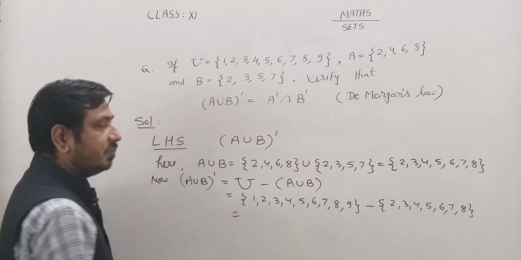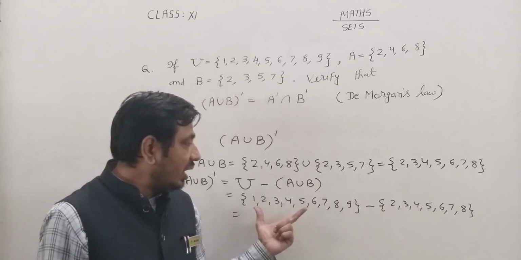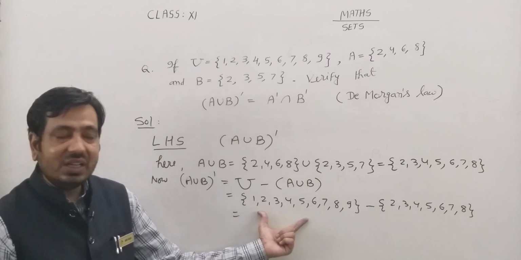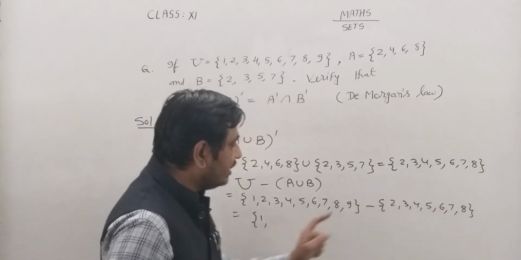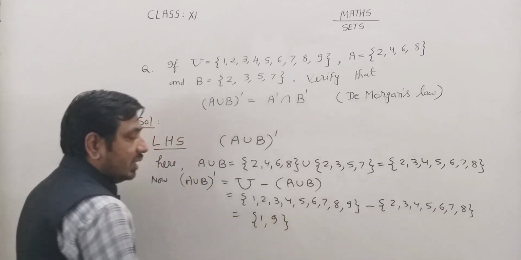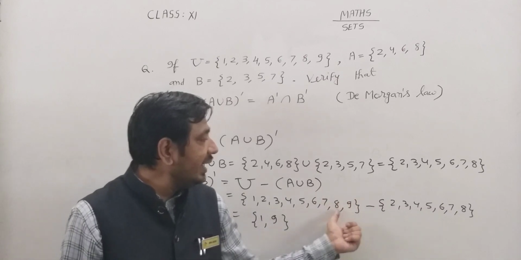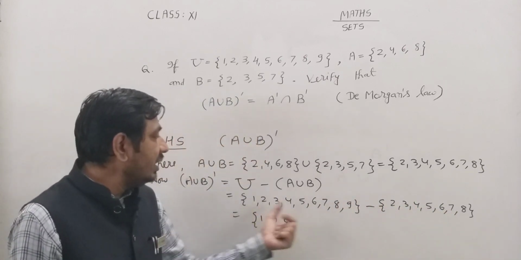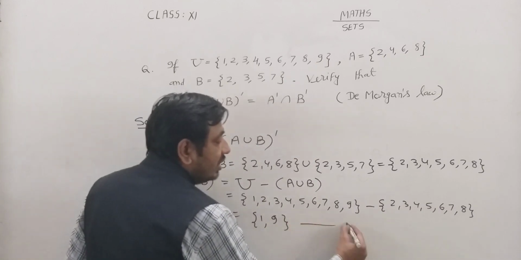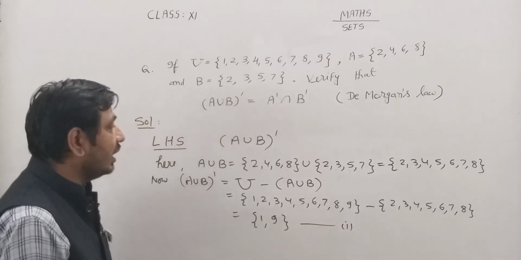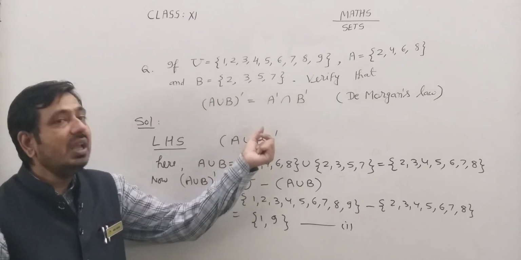Class, if you subtract, then 2 and 2 cancel out, 3 and 3 all cancel out. So how many elements are left? First 1 is left and here 9 is left. Okay class, 2 and 2 cancel out, 3, 3 cancel out, 4, 4, 5, 5, 8 and 8 cancel out. Here 1 and 9 are the elements remaining in this set. Class, it is your first equation. It is your LHS, which is (A union B) whole dash.